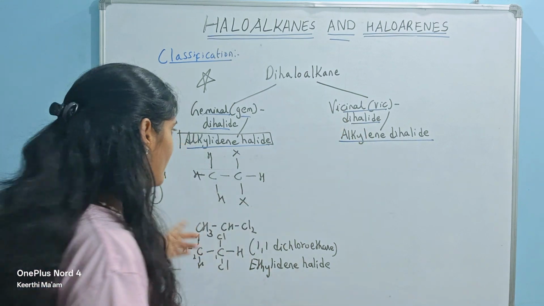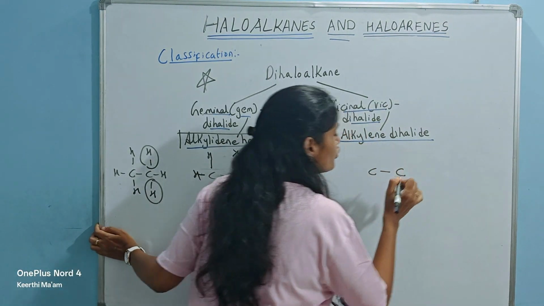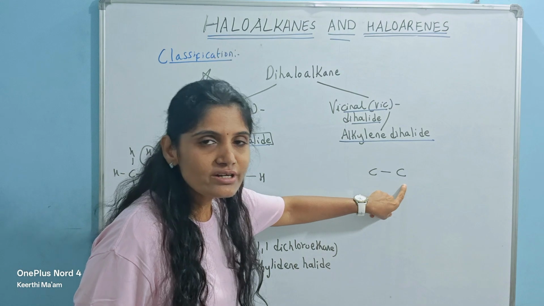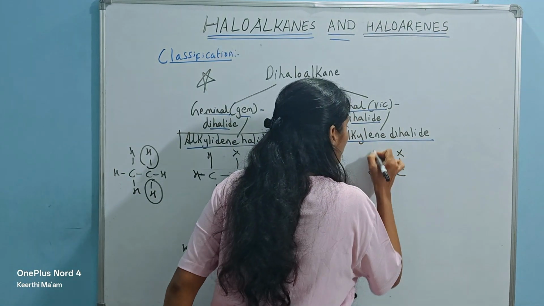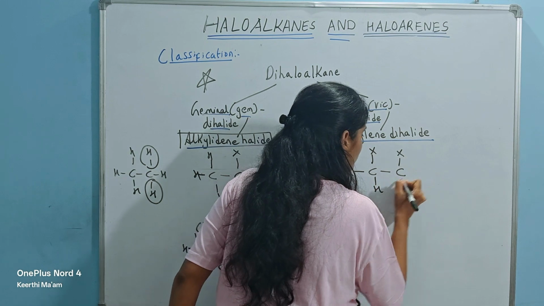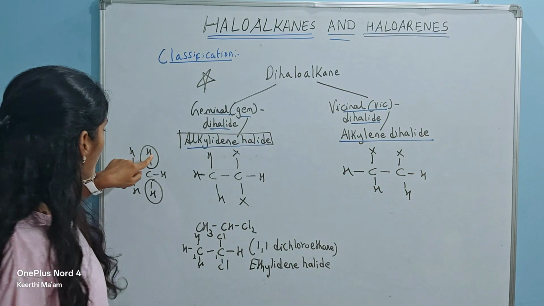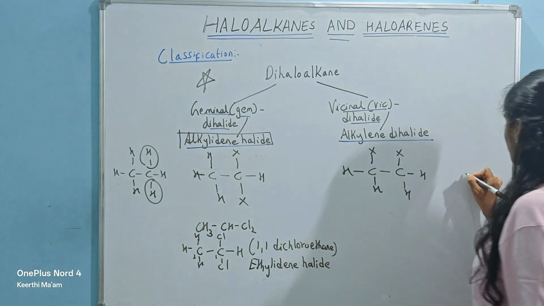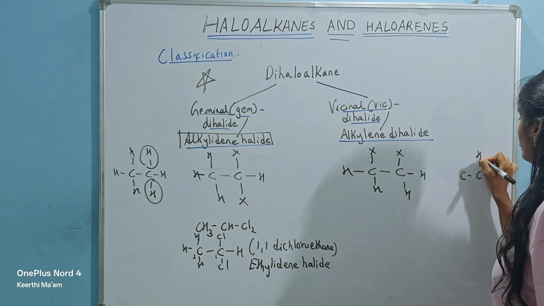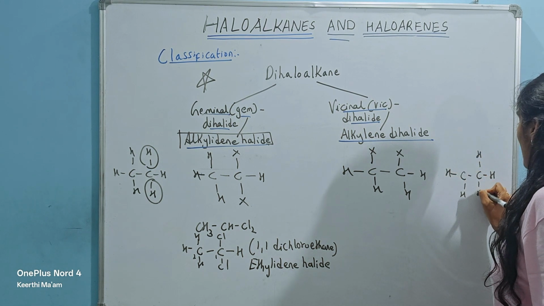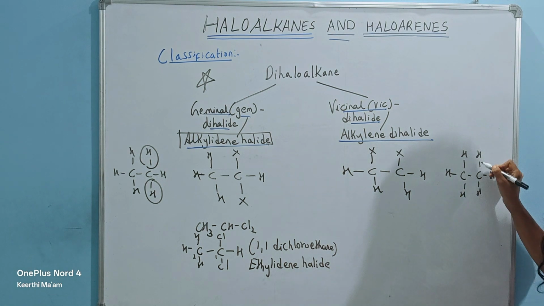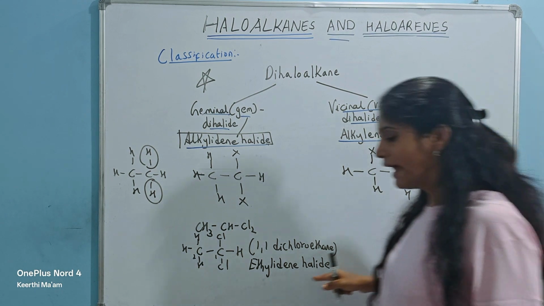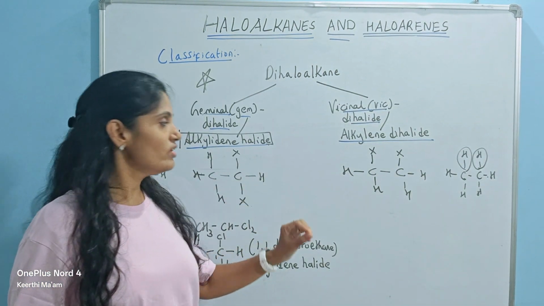Now let us go to vicinal dihalides. In vicinal dihalides, two hydrogens have been replaced by two halogens, but hydrogens from the adjacent carbon atoms have been replaced by your halogens. Here, hydrogens on the same carbon atom were replaced by halogens. I will draw here again your ethane so that there is no confusion. What will I do? I will replace the hydrogens from the adjacent carbons with the halogens. Then which kind of dihalide will it be? It will be your vicinal dihalide.